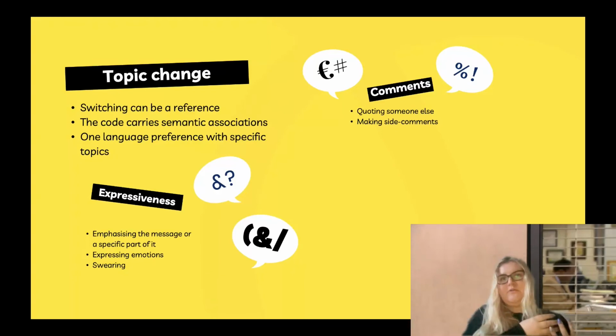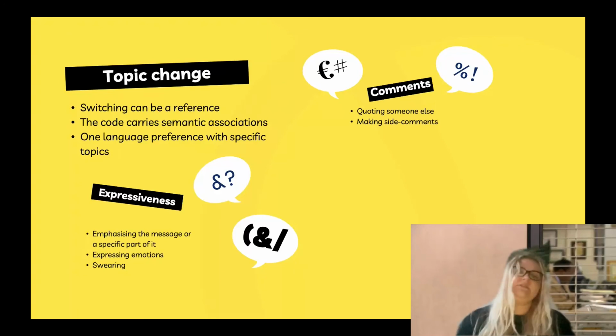Language is also a powerful tool for self-expression. So when we want to emphasize a message, oftentimes we will switch and say this emphatic part of the message in a different language. We might just refer to it and point it out that it is an important piece of information in our overall message. And we are also using this to express our emotions, our happiness, our frustrations, and of course swearing. Who doesn't like swearing in a foreign language?